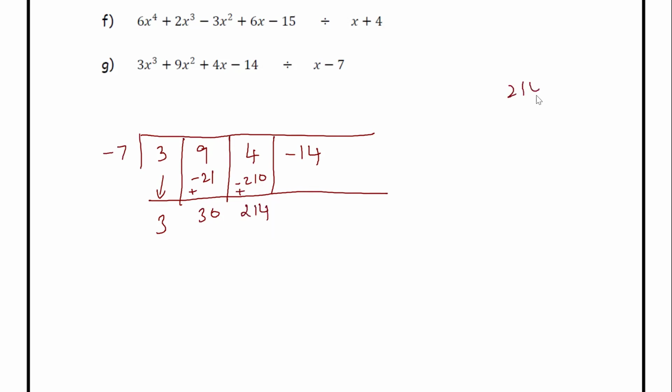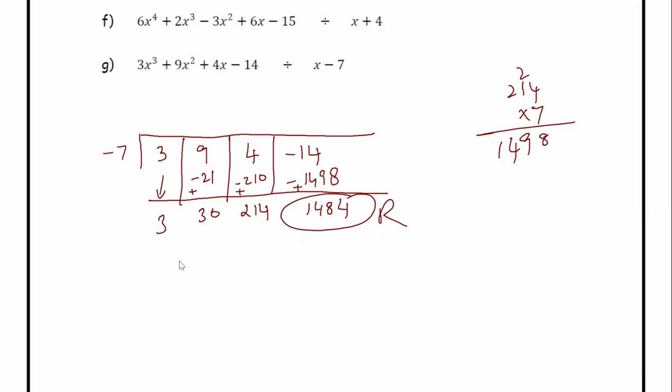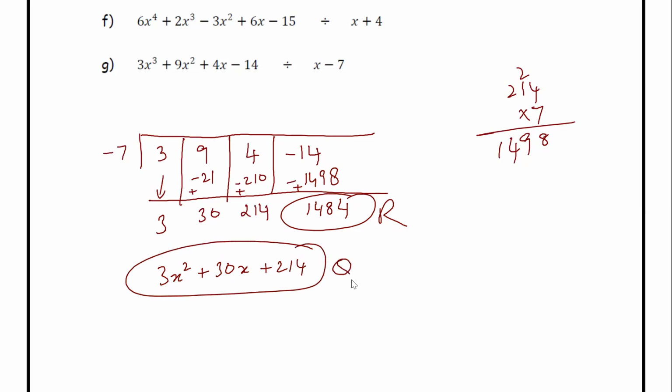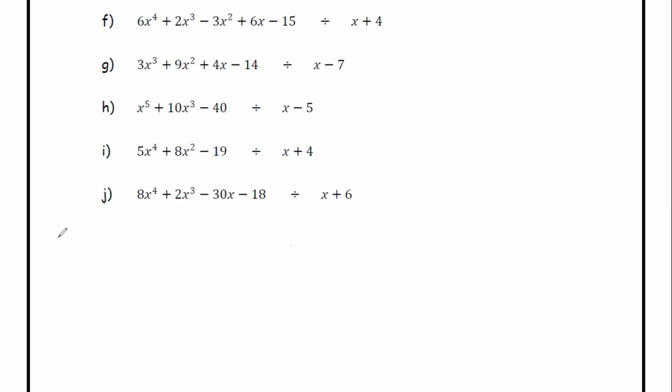214 into 7. 1498, negative obviously. Change the sign, and you got 1484. That's your remainder. Your quotient is 3x squared plus 30x plus 214. That's your quotient. Right. G. We're done with G. So now H.